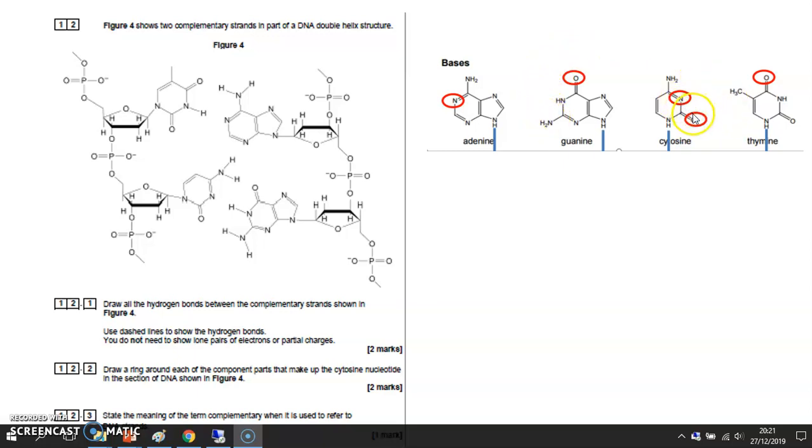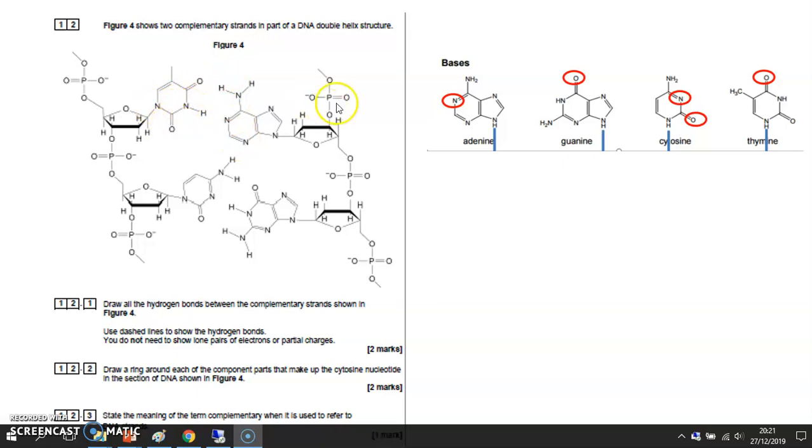So lone pairs on O's and N's bond to delta pluses on the H, and you'll form 3 hydrogen bonds then between guanine and cytosine, and then the same for thymine. Lone pairs on single O's will bond to the delta plus on H's of NH2s, and then similarly NH here, the delta plus on the H will bond to the lone pair on the N. And then you can match up here, you can check what's what.